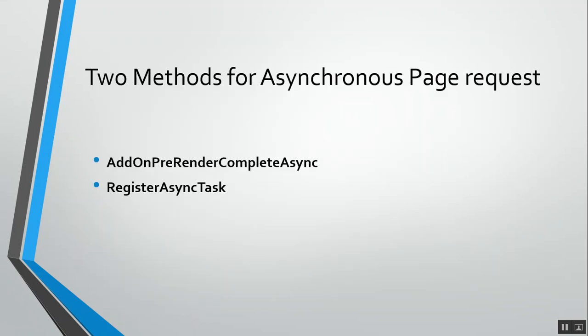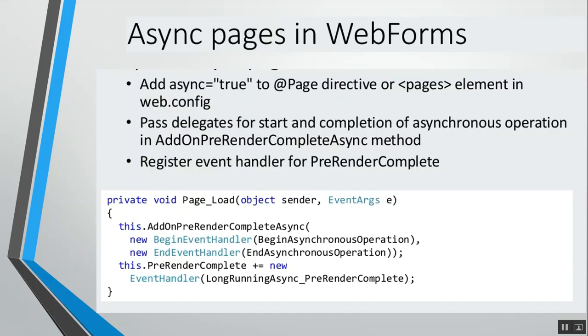For web pages or web forms, if you want to process them asynchronously, there are two different methods available. The first is AddOnPreRenderCompleteAsync, and the second is RegisterAsyncTask. But before that, we should always add the attribute Async equal to true in our page directive. Only then can we process our page asynchronously. If it is not added to our page directive, then it will be executed synchronously only.